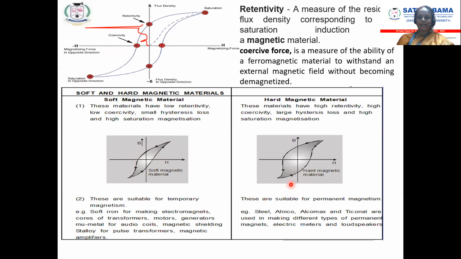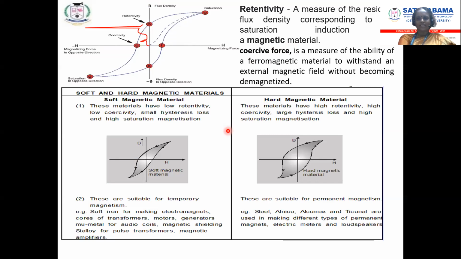Hard magnetic material has high retentivity, high coercivity, a large hysteresis loss, and high saturation magnetization characteristics. Soft is for temporary magnetism, and hard is for permanent magnetism. Are you clear or not? For temporary magnetism, whenever I supply a coil, it gets magnetized, and depending upon that it will work. Rashmita, yes, this is the magnetism. If they ask about retentivity, you have to explain it.